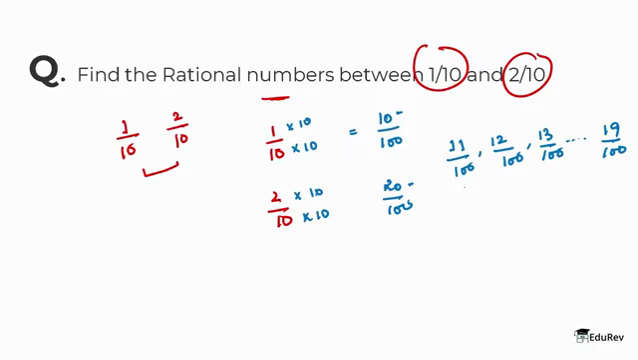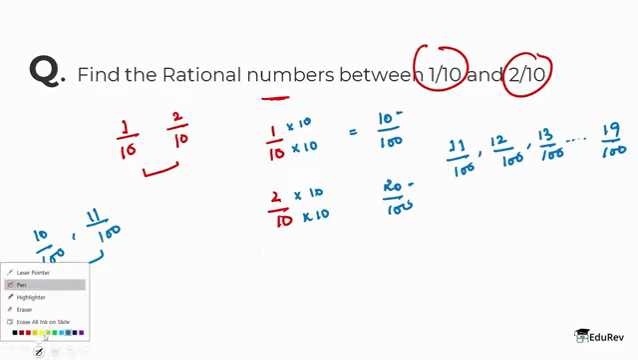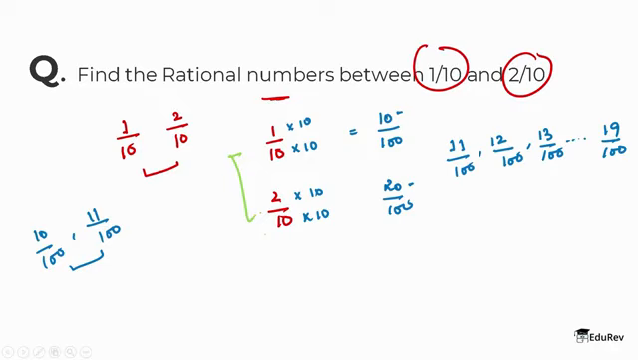For example, if you want to find more rational numbers, you have 10 by 100, you can take 11 by 100 as a rational number, and similarly you can multiply 10 with numerator and denominator, and again by applying your common sense you can find the rational numbers between these rational numbers. This is one way of doing it, that you are multiplying 10 with both numerator and denominator of both the numbers. There is one more way in which you can do this.